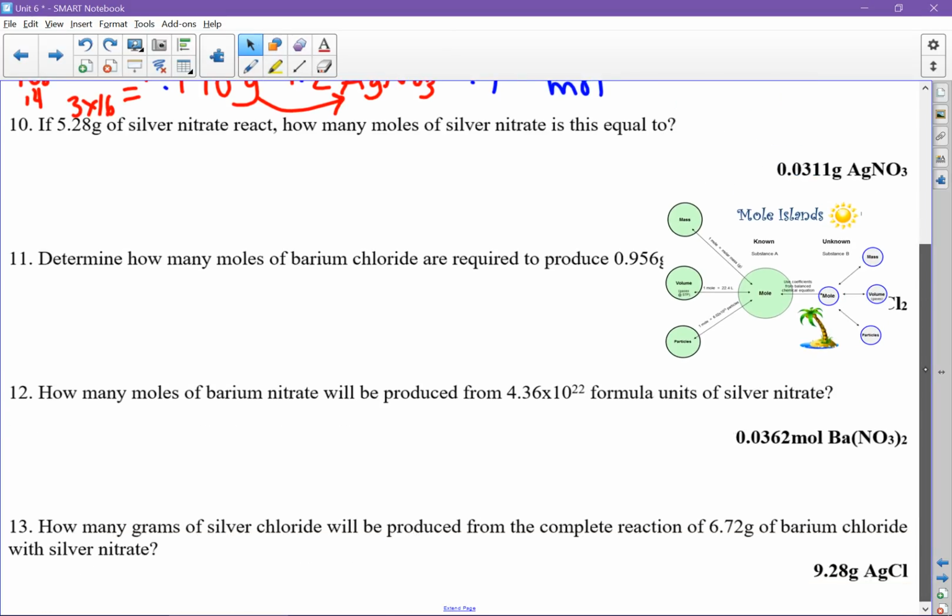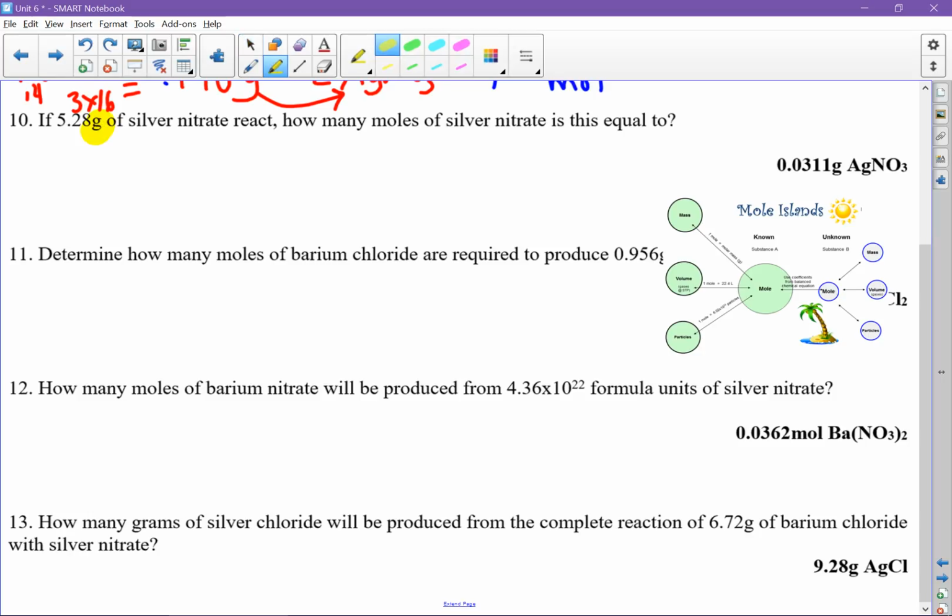Alright, let's look at the next one. Let's find the fences. I see grams and I see moles. So I start with 5.28 grams. That's here. The problem is, am I going to go to this mole or this mole? The way you're going to figure that out is if it's the same chemical or if it's a different chemical.